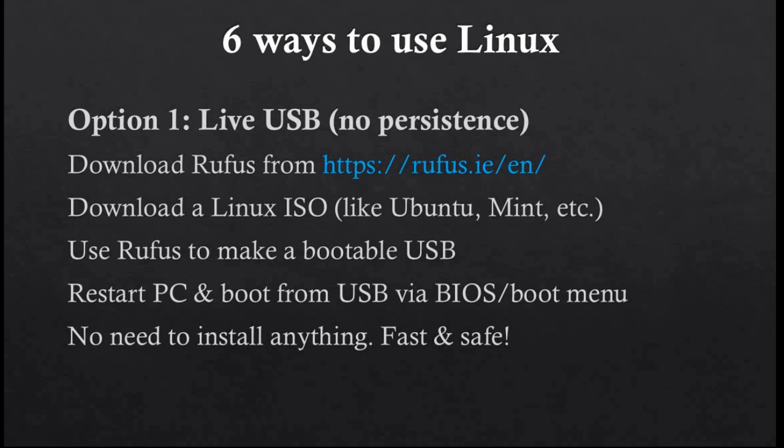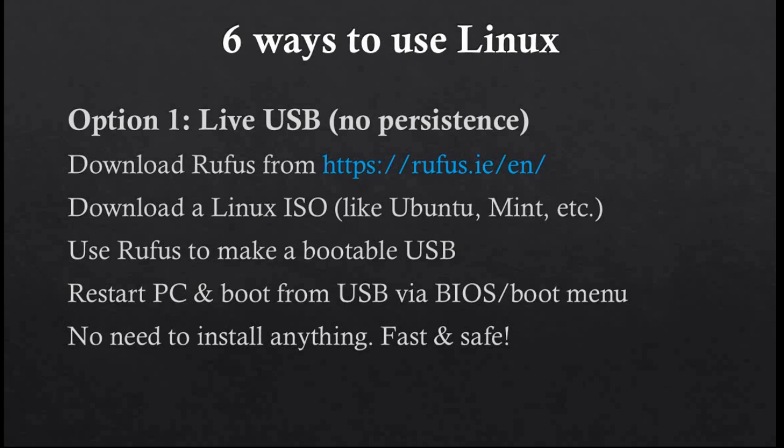The first option is to use a live USB without persistence. There are 3 things you would need if you wanted to use Linux in this way. You would need a USB. You will need something like Rufus to create the bootable USB. You can see the URL here on the screen where you can download and run Rufus. And you'll need a Linux ISO like Ubuntu or Linux Mint downloaded onto your computer. We'll see how to get this ISO later in this series.